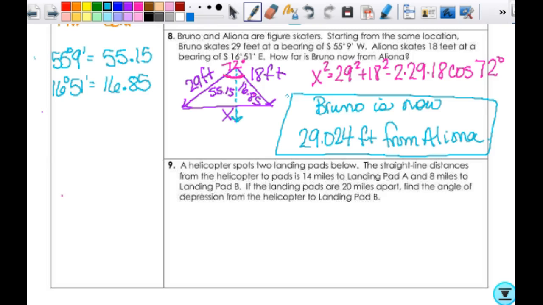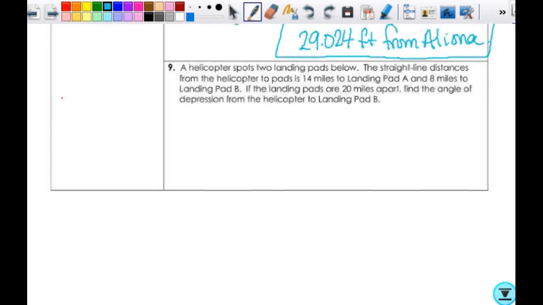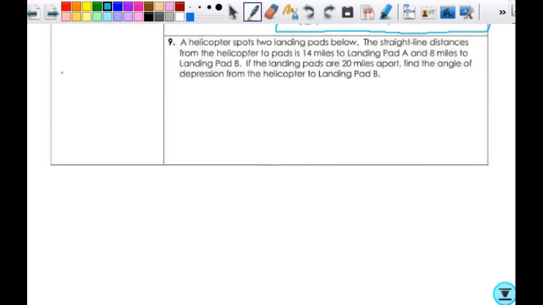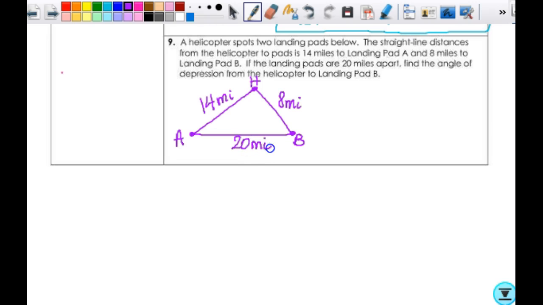Okay. So a helicopter spots 2 landing pads below. The straight line distances from the helicopter to the pads is 14 miles to landing pad A, 8 miles to landing pad B. All right, so here's my helicopter. Just start with that part. Straight line distance, that means the actual distance between here and landing pad A is 14 miles. And from the helicopter to landing pad B is 8 miles. And they are 20 miles apart.